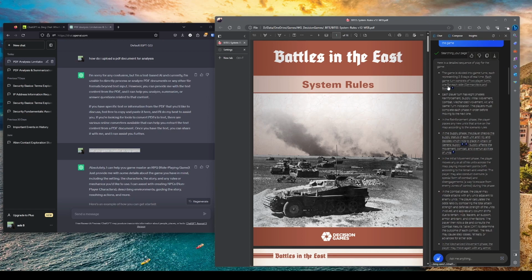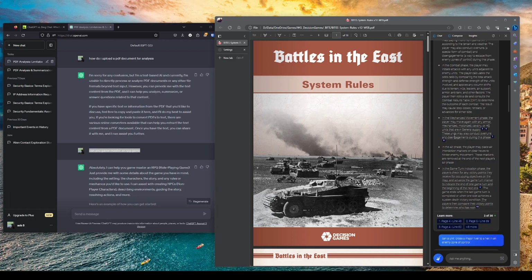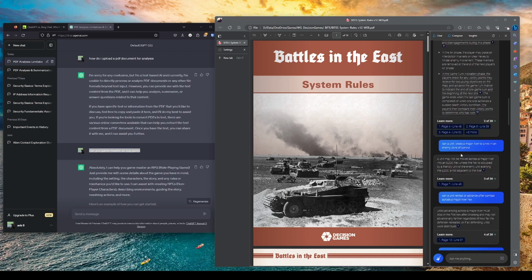The game is divided into game turns. Each game turn is 2 player turns, 8 phases, and then it goes through each phase: reinforcement phase, supply phase, initial movement phase, combat, mech movement. And again, we're getting footnotes here, which we'll see at the bottom. So this in itself is kind of handy too. I could pull it up in Adobe and do a find, but this is pretty handy. Would I use it? I don't know, but here we go.